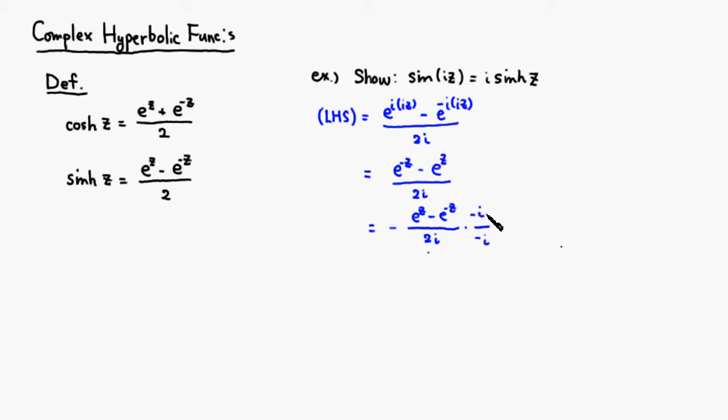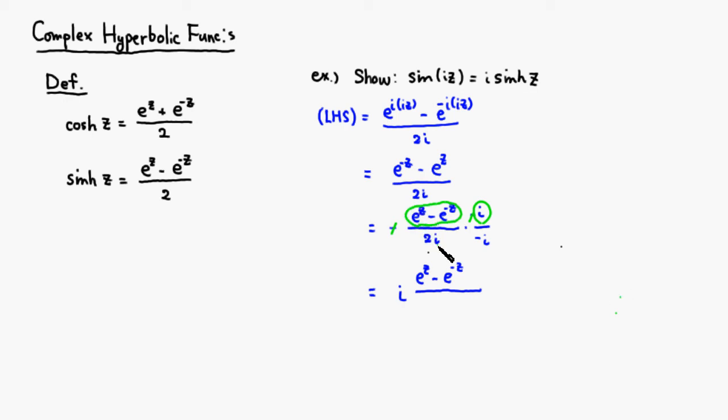That way, you have a negative here that cancels out, and then I'm going to put i in front. So we took care of this part. Then we have exactly what we want here: e to the z minus e to the negative z. So we took care of those.